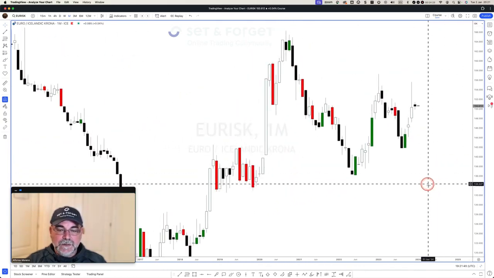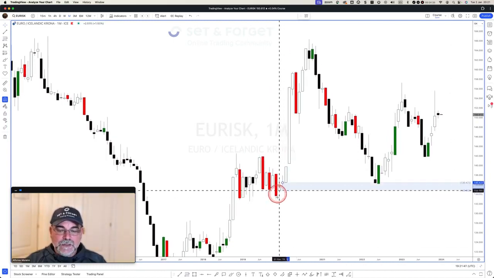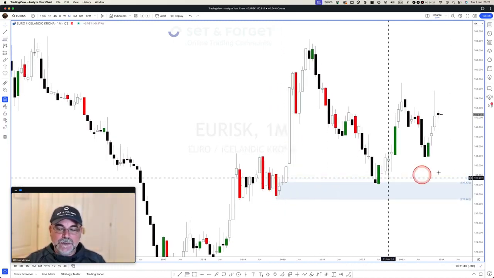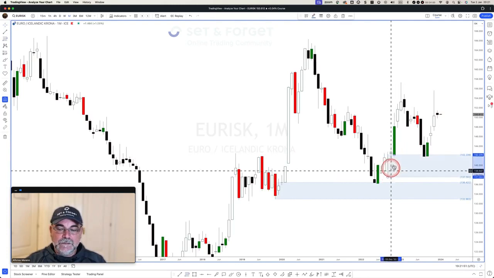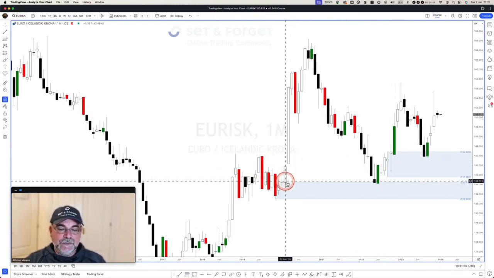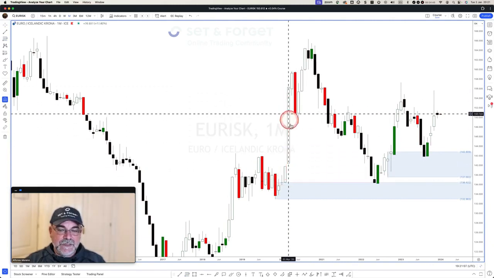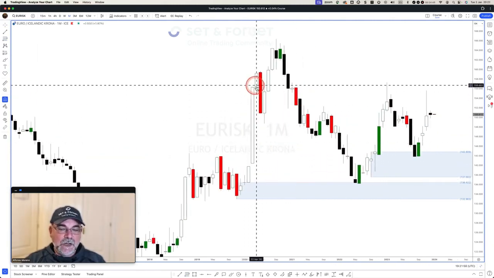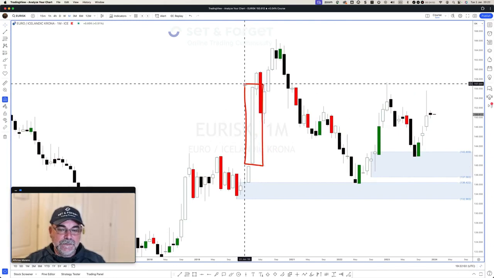So on the monthly, this is what we have. We've got a very strong imbalance on the monthly, and then we've got another one over here. So these imbalances, look at the strength of this one. We see such a strong impulse. Look at how large this candlestick is.